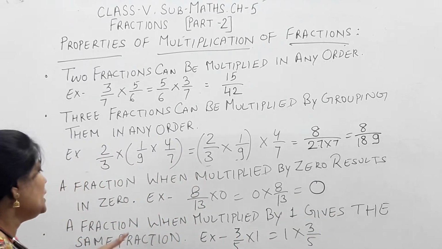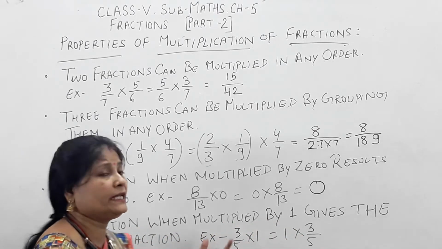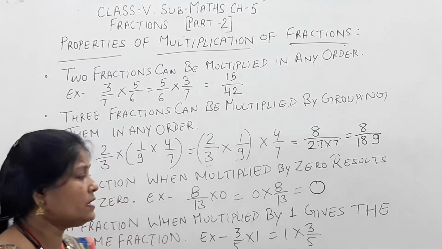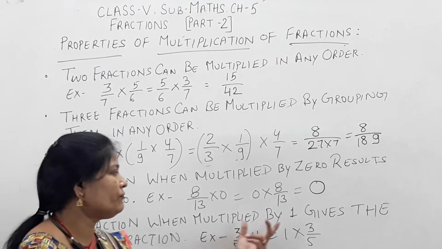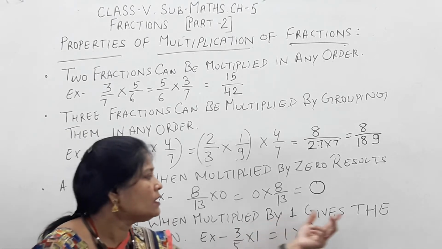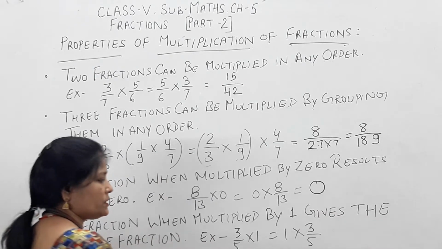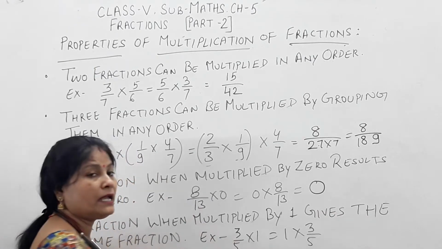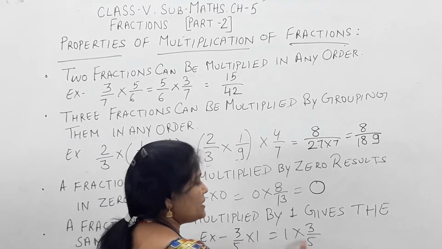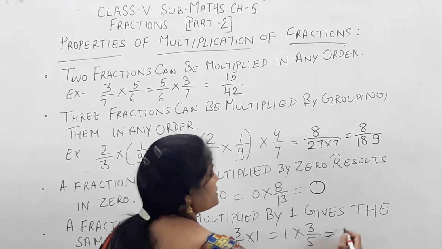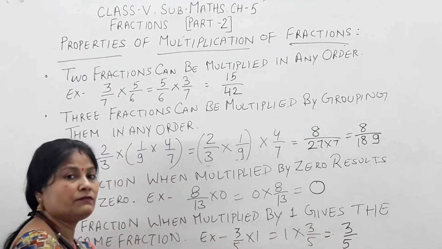Fourth property: a fraction when multiplied by 1. Yes, we know that if we multiply any number by 1, the result will be the same as the given number. So for fractions, what will we write? If we multiply any fraction by 1, it gives the same fraction as the answer. Yes, 3 by 5 multiplied by 1 becomes 3 by 5. Or we can say 1 multiplied by 3 by 5, and the answer is 3 by 5. Yes children, you can see that 3 by 5 is the same as the given fraction.